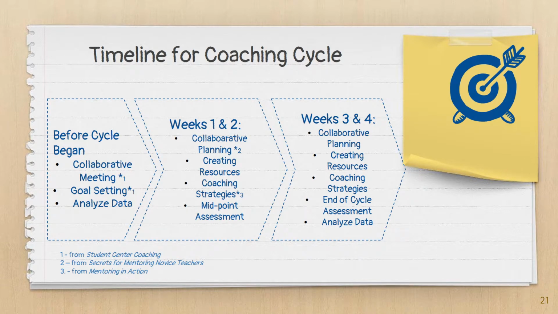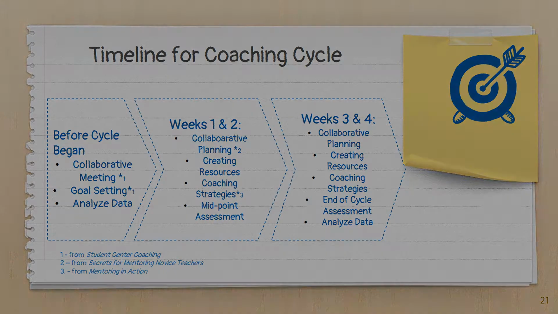So the timeline looks a little like this. Before the cycle began, we did the collaborative meeting, the goal setting, we analyzed the data. The collaborative meeting was from the Student Centered Coaching book, and the goal setting was also from Sweeney's Student Centered Coaching book. Weeks 1 and 2, there will be collaborative planning, creating resources, coaching strategies. We'll do a midpoint assessment. And then weeks 3 and 4 will be a lot of the same thing, but it will be end of cycle assessment. Analyze the data. See, did we meet our goal?